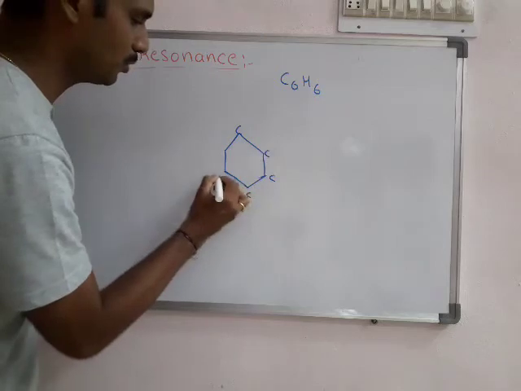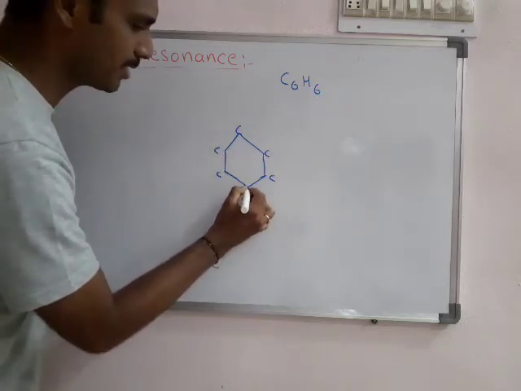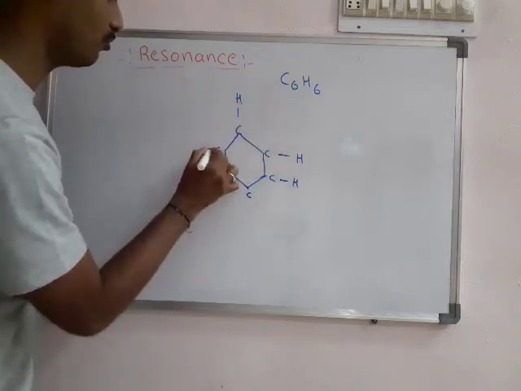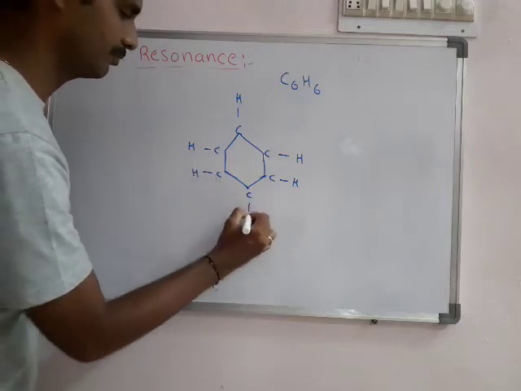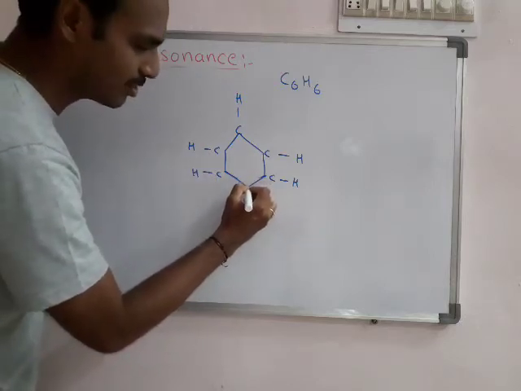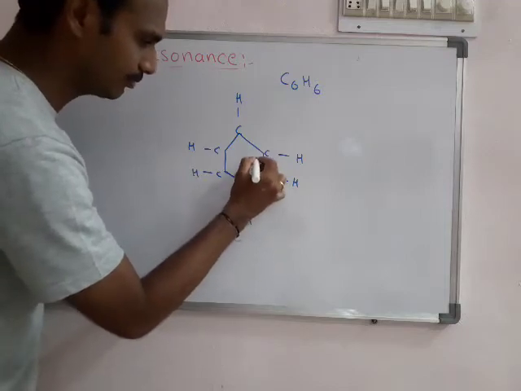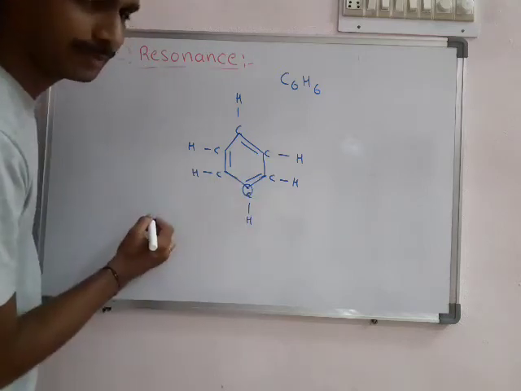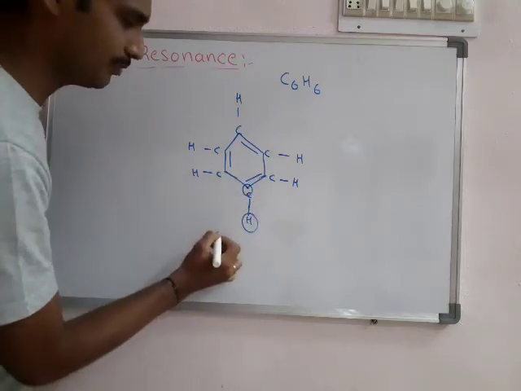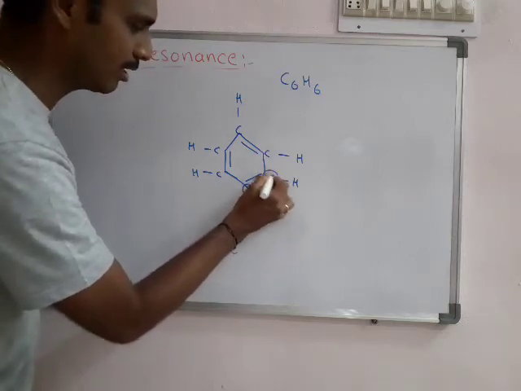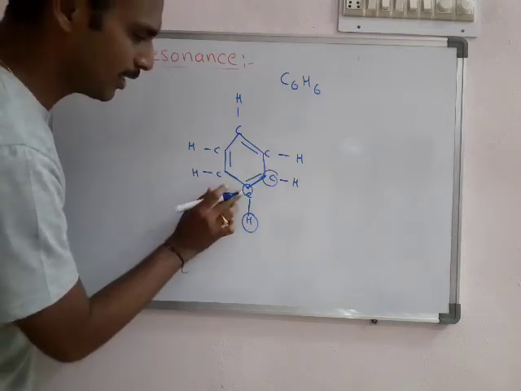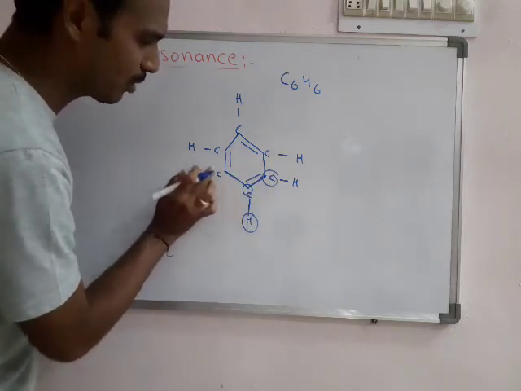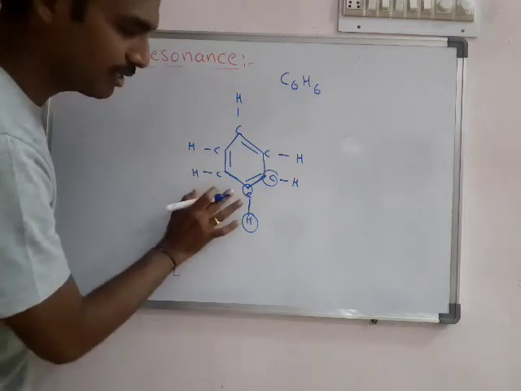At the 6 corners, carbons are present, and every carbon is connected with one hydrogen, and each carbon is connected with 2 carbon atoms. For example, observe this carbon. It has one hydrogen connection, one carbon on the right side and one carbon on the left side.